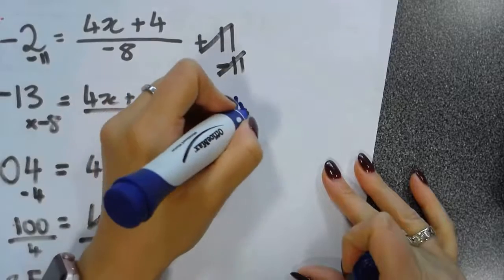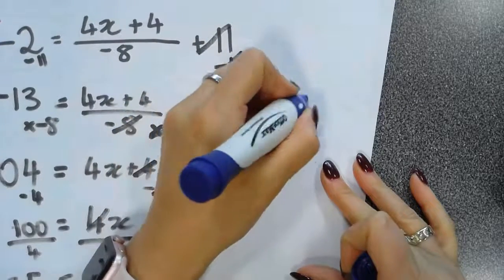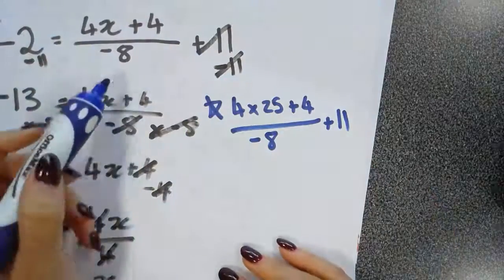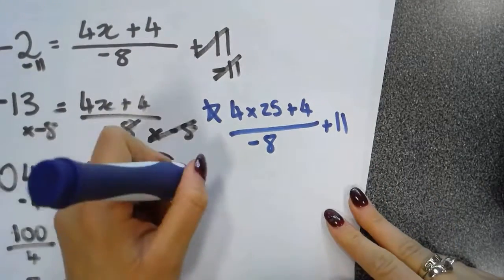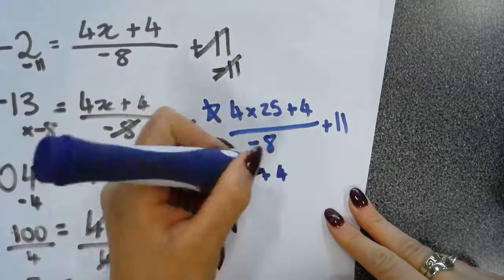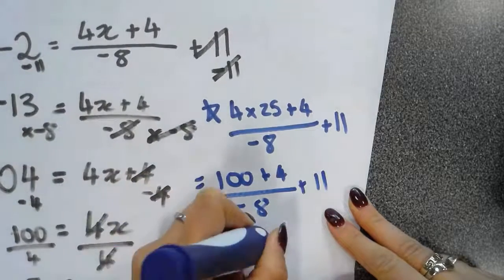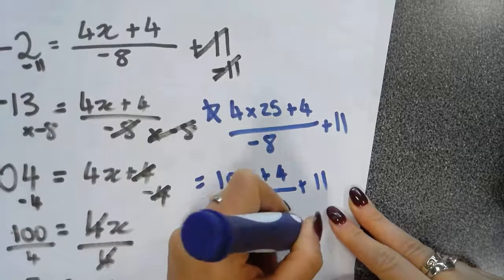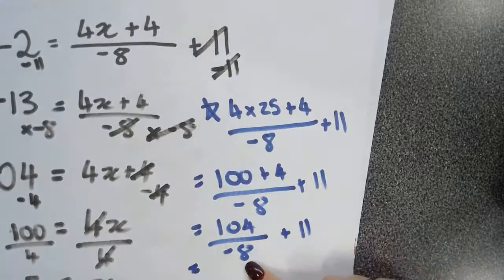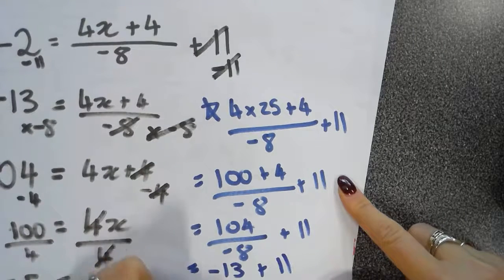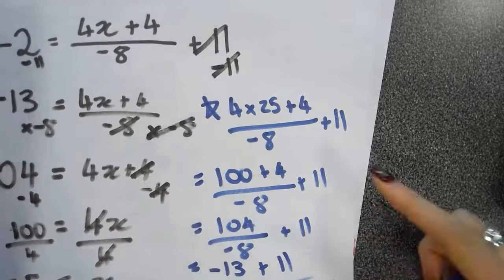Again, really quick, our check, we need to substitute it into that side where x is, so it'll be 4 times 25 plus 4, divided by negative 8, plus 11. See how I've kept everything else the same. So that's 100 plus 4 divided by negative 8 plus 11. So that's 104 divided by negative 8 plus 11. Positive divided by a negative is going to be a negative answer, and that's negative 13 plus 11. And my answer is negative 2. And we can see that I am correct.